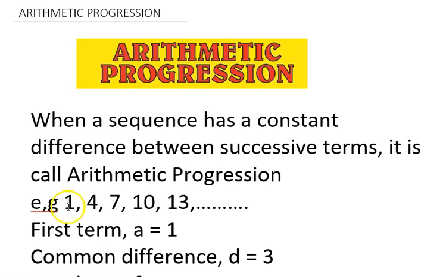Now, for instance, you have 1, 4, 7, 10, 13. If you look at these numbers, the difference between 4 and 1 is 3. The difference between 7 and 4 is 3. The difference between 10 and 7 is 3. The difference between 13 and 10 is 3. Without telling you, the next number is 16, because the difference between 16 and 13 is 3. So you have a common difference. So when the sequence has a constant difference between successive terms, it is called arithmetic progression. That is the basic explanation of arithmetic progression.